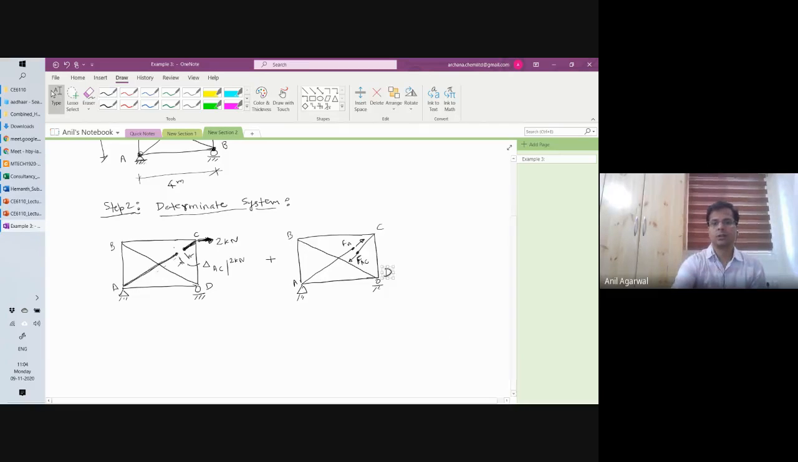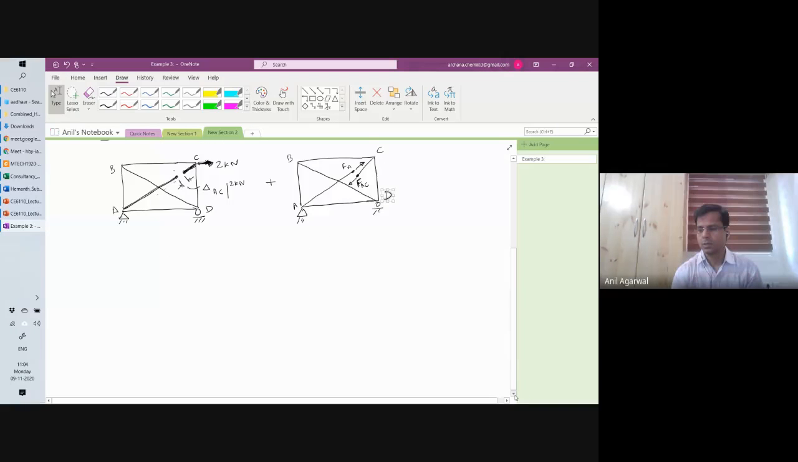Okay. Now, since there is only one redundancy, there will be only one unknown force. Step 3 would be, like before, solve the determinate system for W, which is external force, right? Or 2 kilonewton, let me write it. You can give it some name also, I'm just keeping it 2 kilonewton. And FAC.